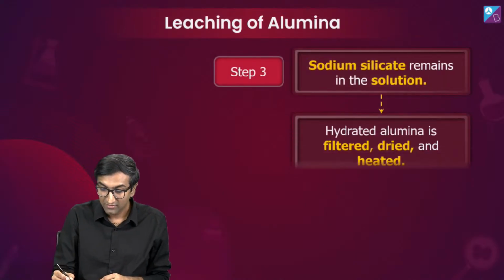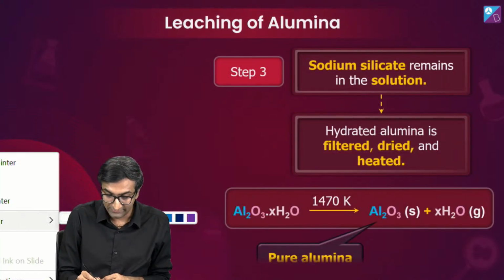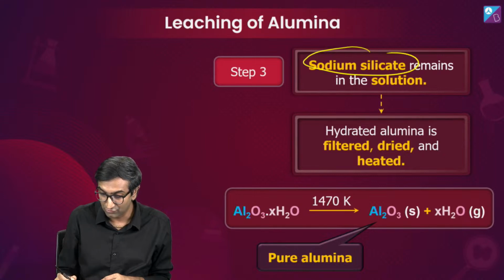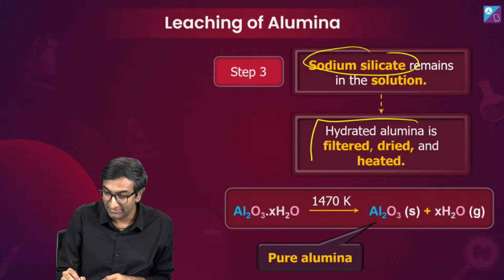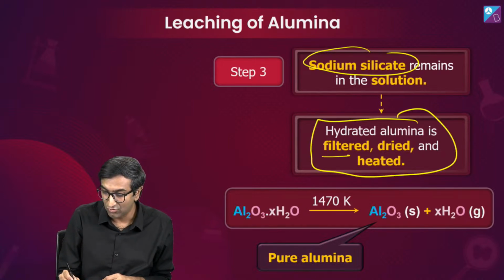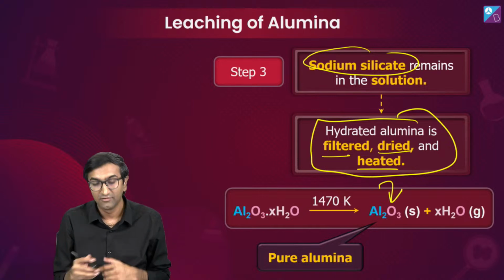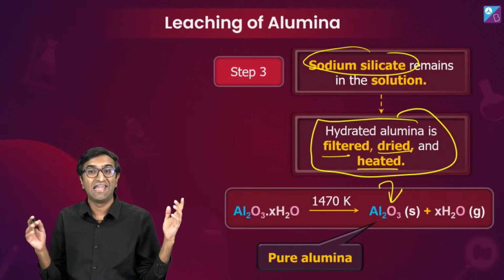Next step ये है कि हम लोग के पास अभी भी what is remaining is this sodium silicate in the solution. तो ये hydrated alumina है, इसको मैं अगर filter करूँ, dry करूँ, heat करूँ, then what I get is dry Al2O3 for my next step.